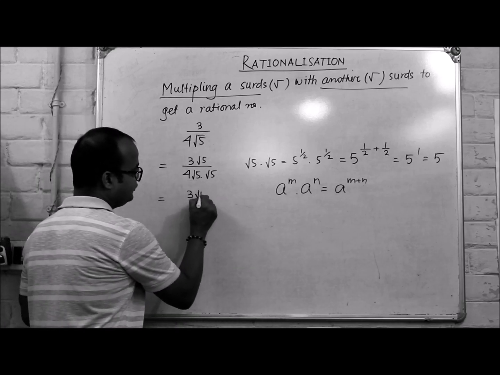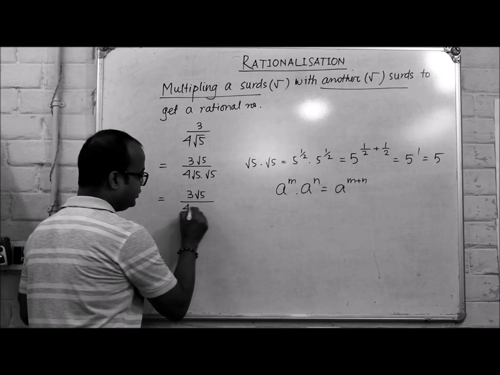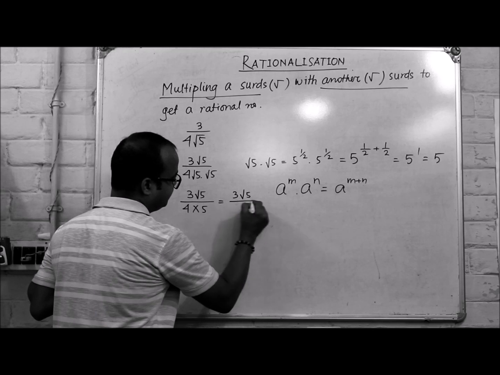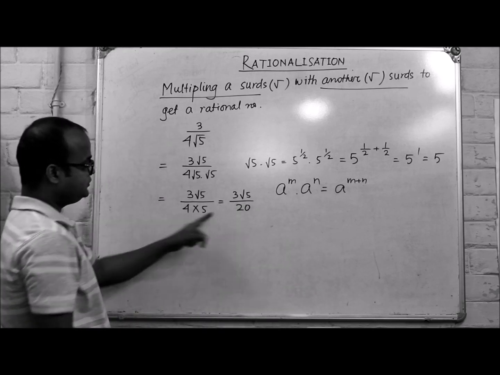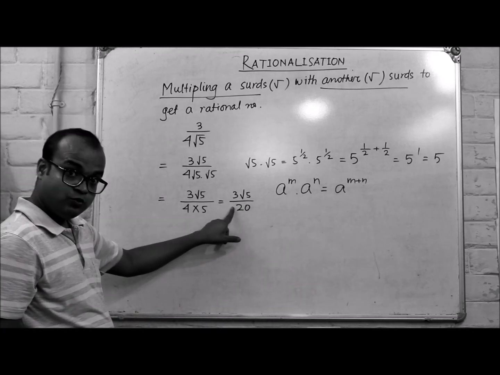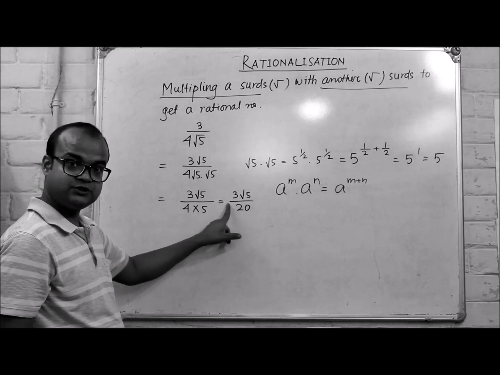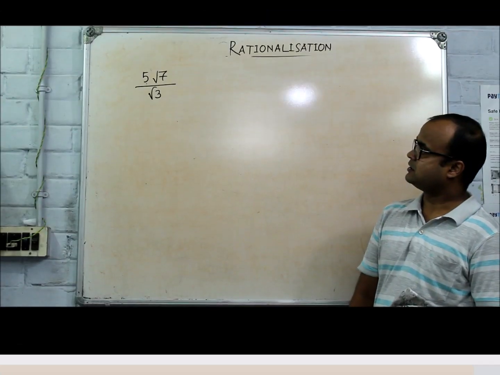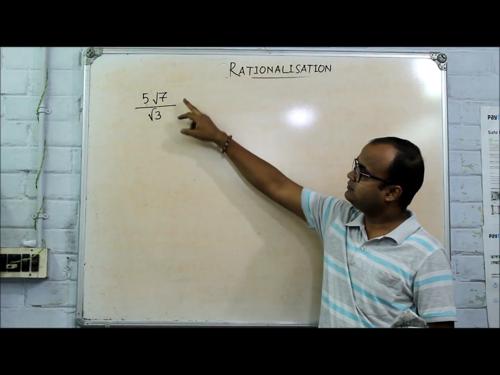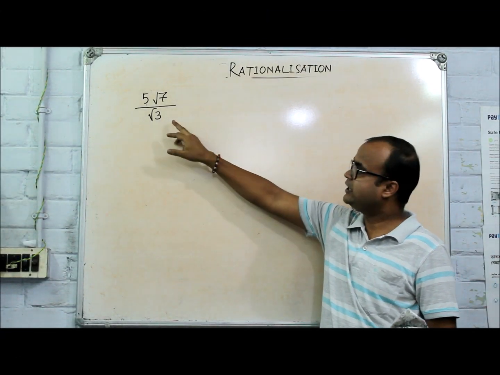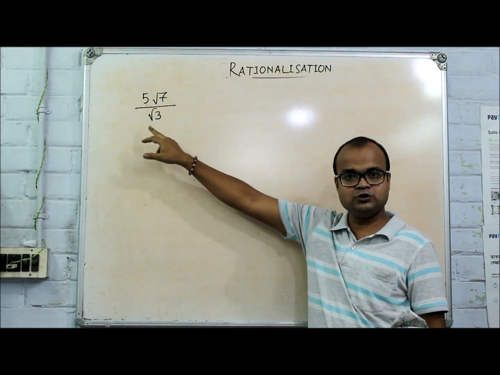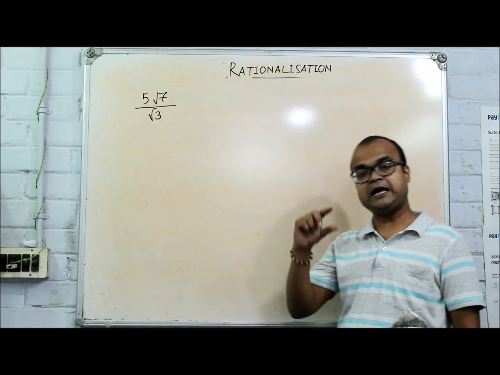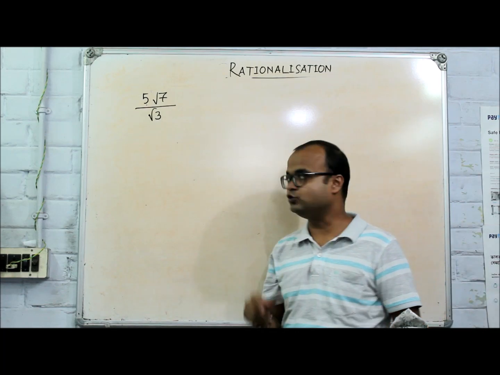So 3 root 5 by 4 into 5 is equal to 3 root 5 by 20. Now see, the denominator term is free from the surd quantity, so we can say we rationalized the denominator. Example, 5 root 7 by root 3. Here the denominator contains the root 3 term, so we need to multiply numerator and denominator by root 3.